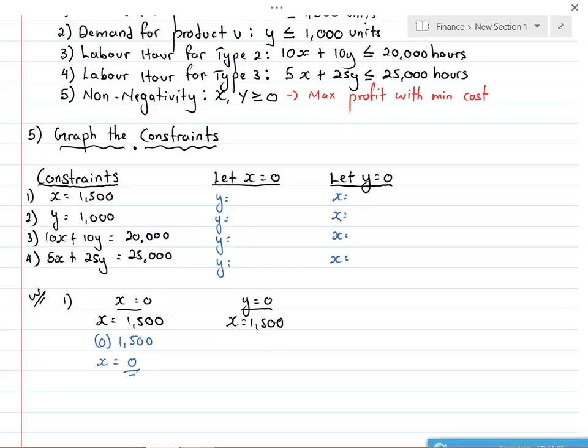Over here, when I said y equals to 0, do you have any y variables over here? No. Then it should be how much here? 1,500. Why are you so confused? X equals to 1,500.